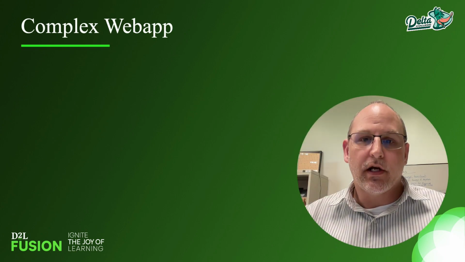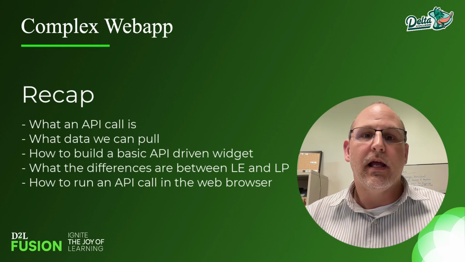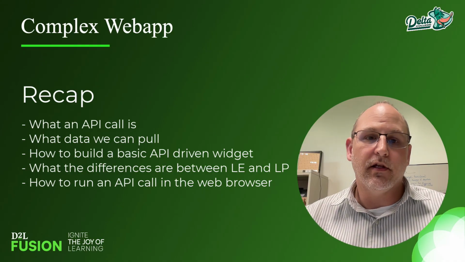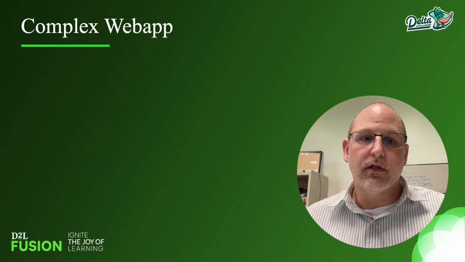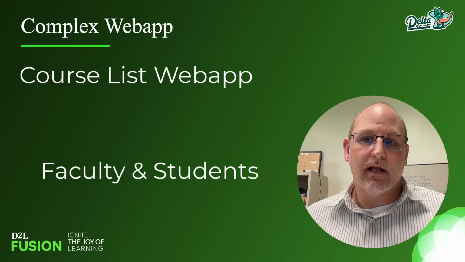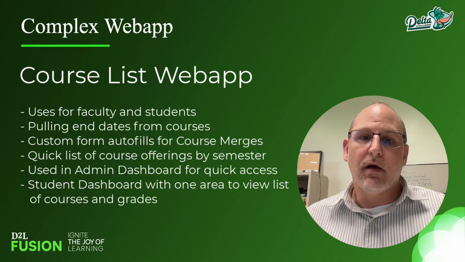Now that we have an introduction to what an API call is, what data we can pull, and how to build a very basic API widget, let's start to explore some of the other things we can do. For this next project, we will pull a list of courses the user is enrolled in. We have used this call for both faculty and students. For faculty, we have used it in multiple places. In a custom widget for pulling the dates, so faculty know how many days they have left to submit grades, for custom forms for course merge requests, and for quick access to a list of courses.